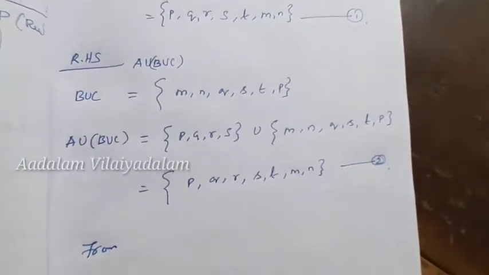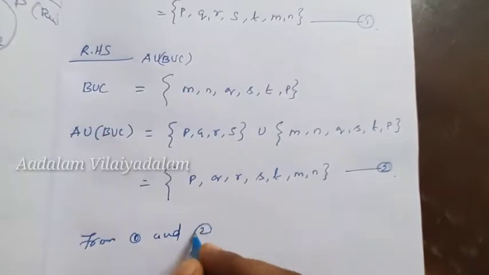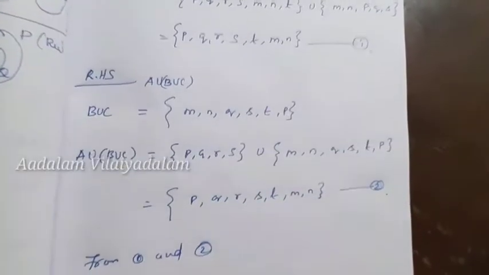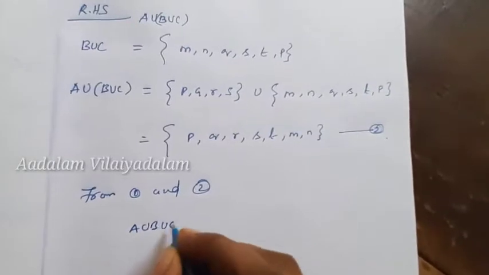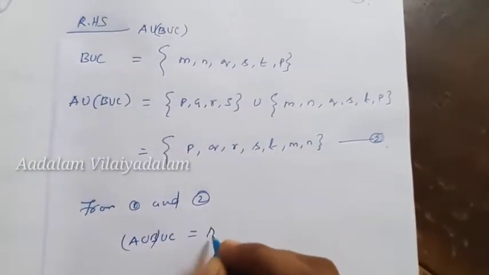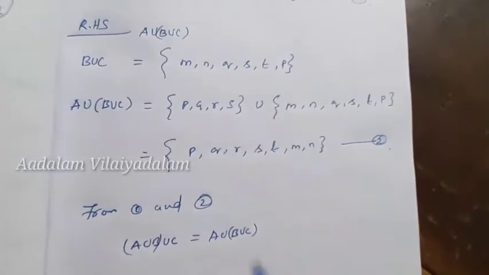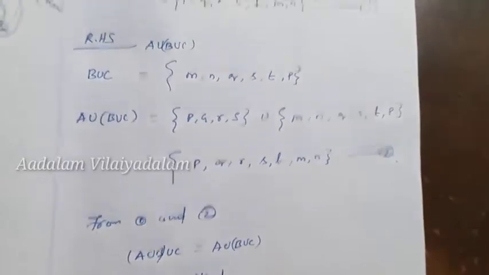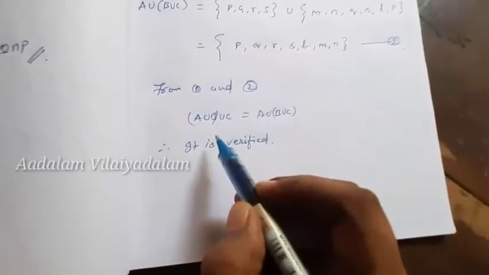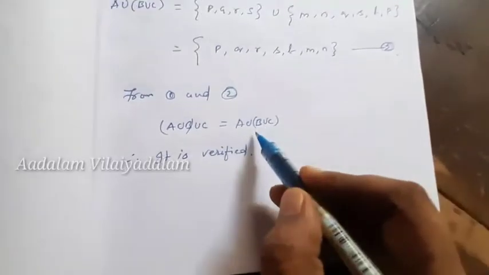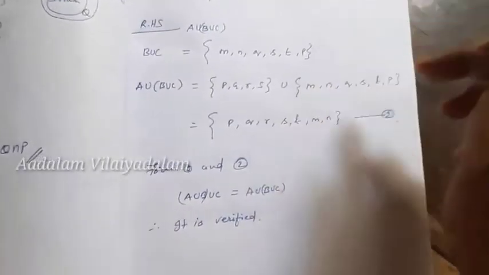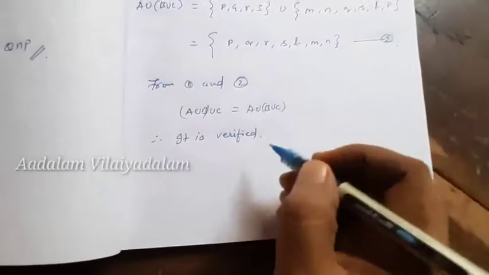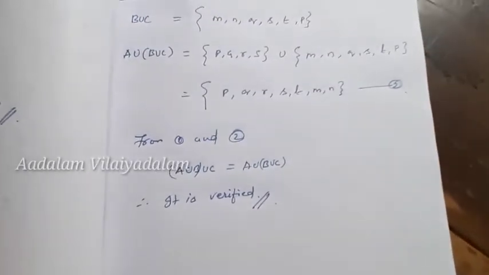Now we can write that from 1 and 2, A union B union C is equal to A union B union C. Therefore, it is verified, because in the question they have asked to verify the associative property. So we can conclude that from 1 and 2, these equations are equal. Therefore, it is verified. With this, we can conclude the problem.